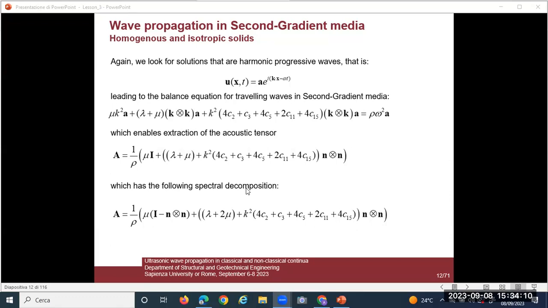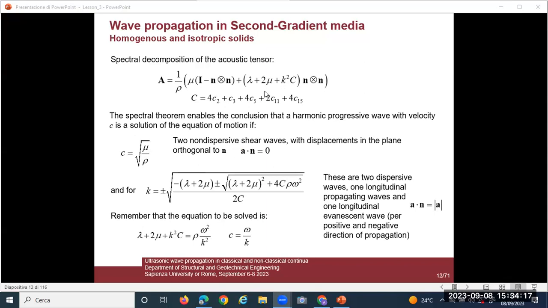Exactly the same thing. Now, the part of the solutions that include displacements orthogonal to the wavefront are those ones, because this I minus n tensor product n spans the plane orthogonal to the normal to the wavefront, while this one spans exactly the normal. So this one is shear waves.